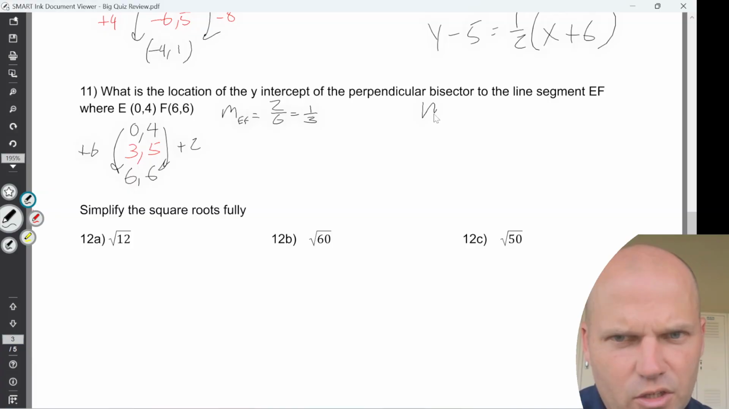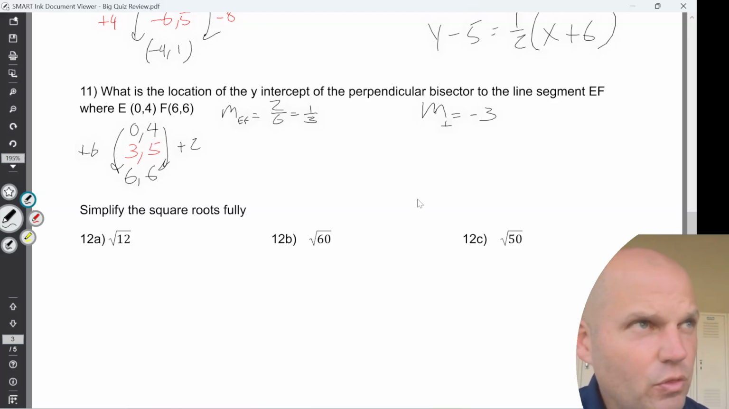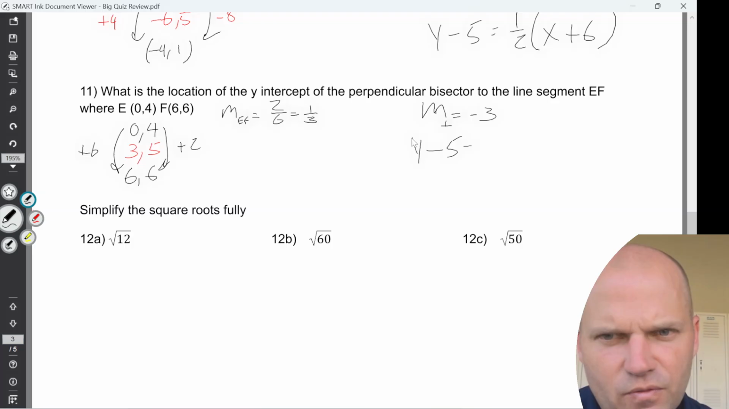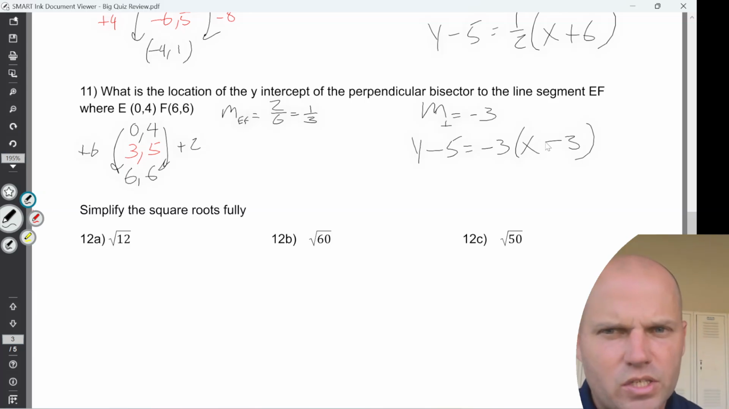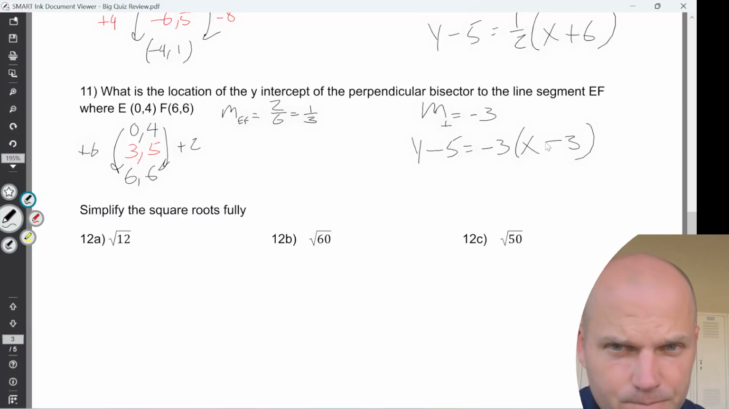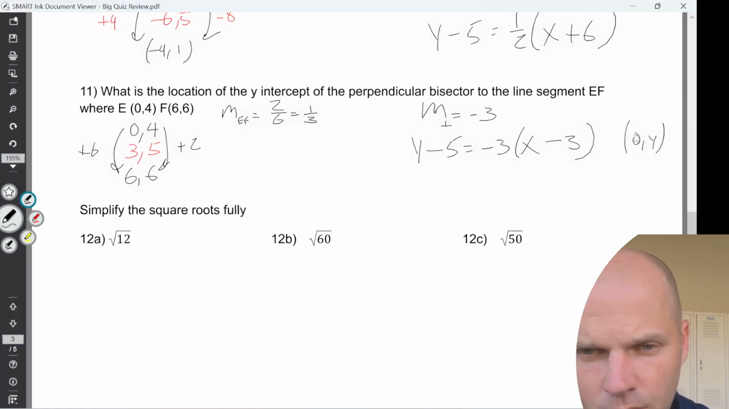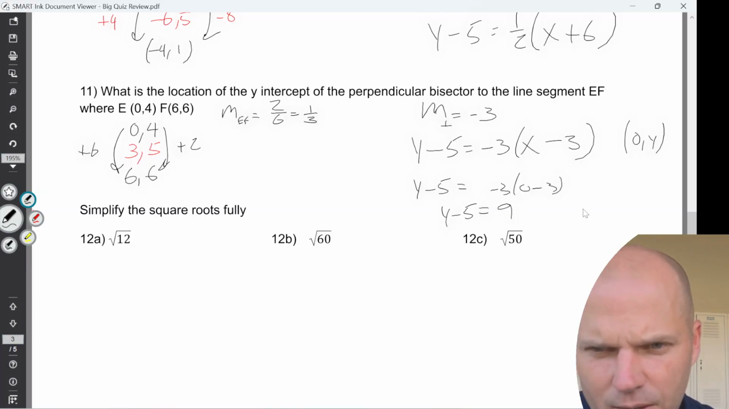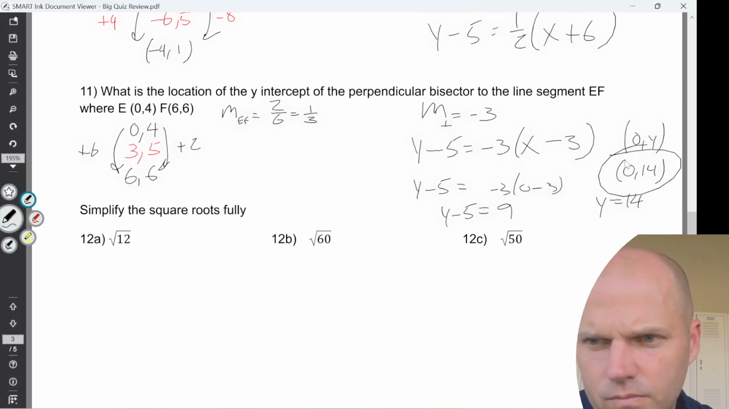which means our perpendicular bisector will have a slope that's negative 3. I have the point 3, 5. So y minus 5 equals negative 3 times x minus 3 is the location of all xy points that work with the point 3, 5 that have a slope negative 3. And I'm finding the y-intercept, which is when x is 0. So I got y minus 5 equals negative 3 times 0 minus 3. I have y minus 5 equals 9. I will add 5 and I get y equals 14. So 0 comma 14. Great.